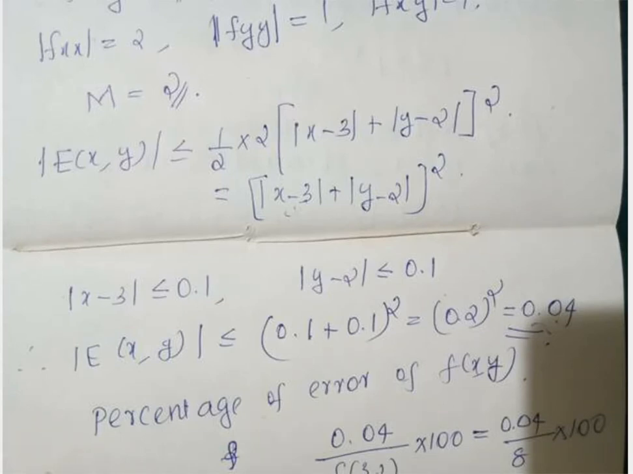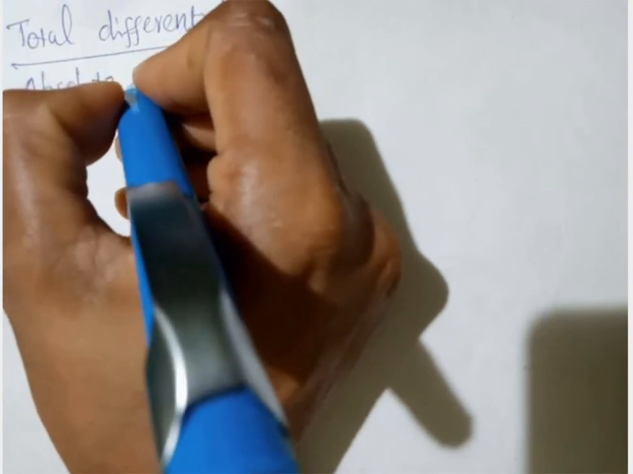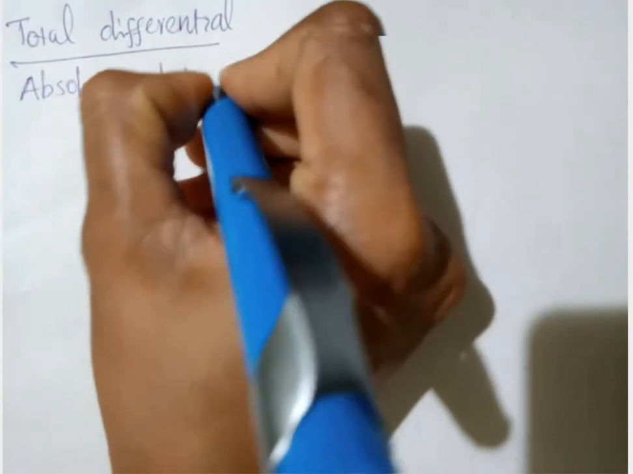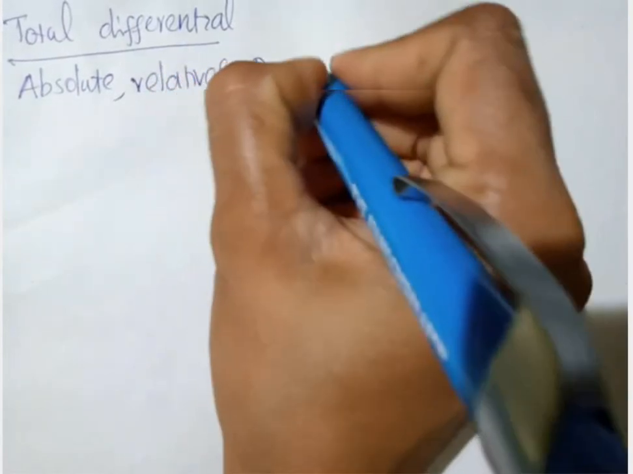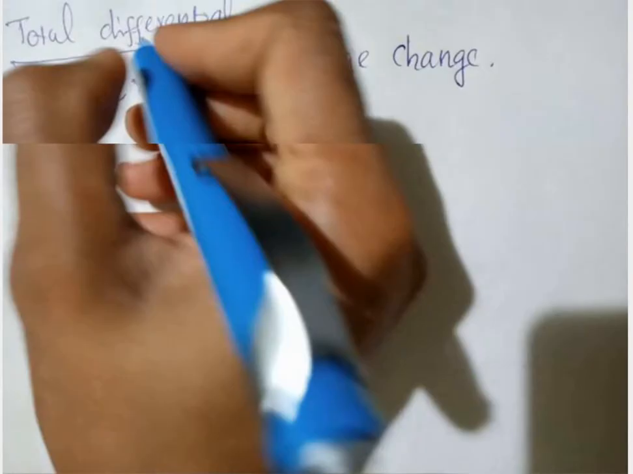Next is some definitions: the total differential, absolute, relative, and percentage change. These are what we are going to define.